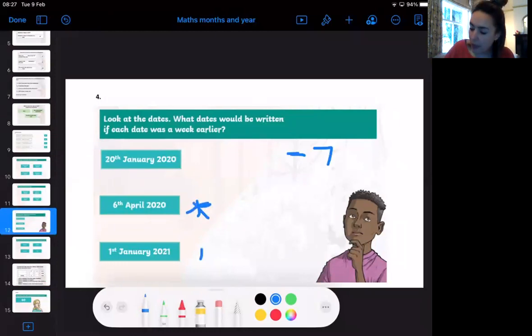This one and this one are going to be tricky because you're working on going into the previous month. So you need to think about how many days the next month has. So for example, the month before April is March. You need to think how many days March has if you are counting backwards. You might want to draw a number line to help you. Have a think. If you get into any trouble, just drop me a dojo and I will try and help you.